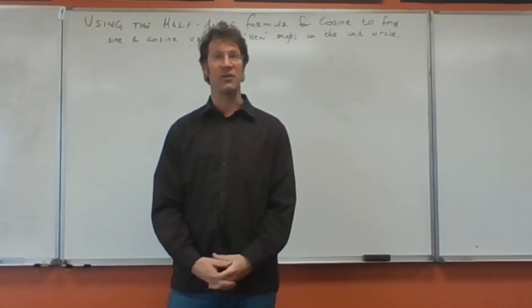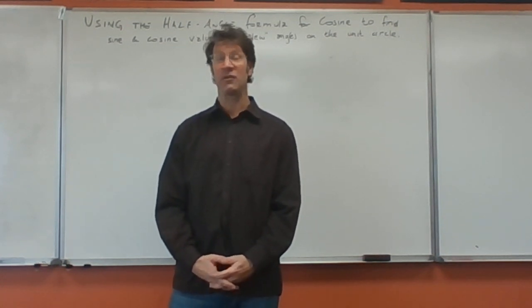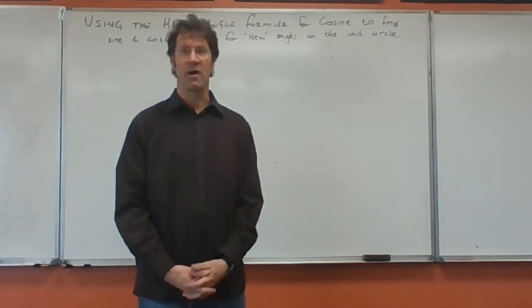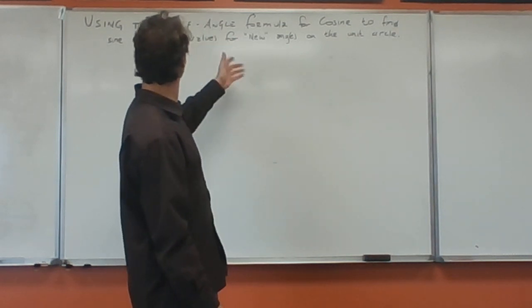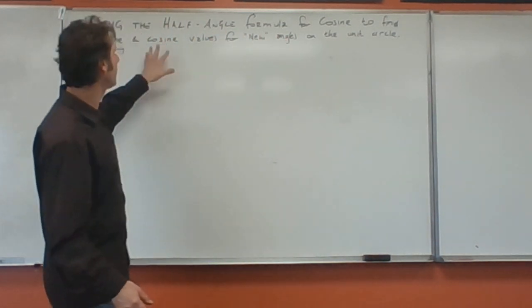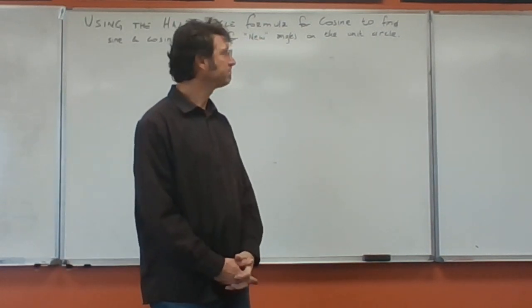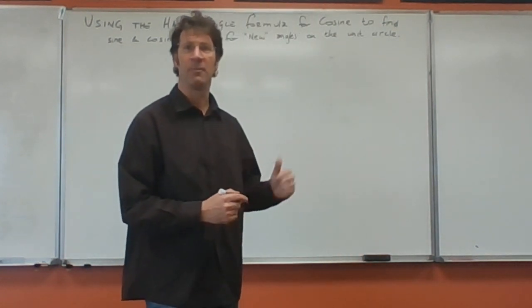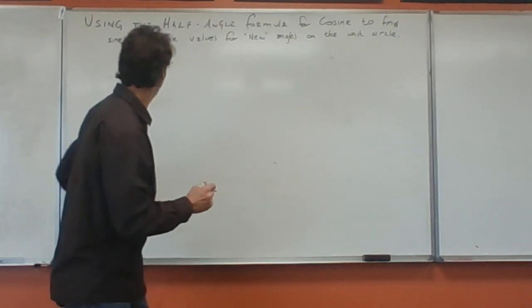This is a video on using the half-angle formula for cosine to find sines and cosines of angles that are new to us, that are not on the original 16 from the unit circle. So, using the half-angle formula for cosine to find sine and cosine values for new angles on the unit circle. Our example is going to be 5 pi over 8, and we're going to find the sine and cosine of 5 pi over 8.